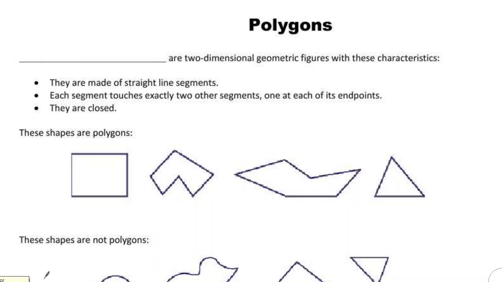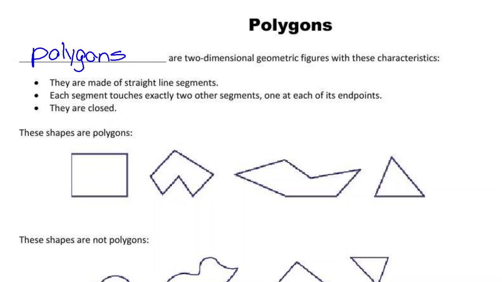Today we're going to be discussing polygons and lines of symmetry. So first thing we need to talk about is a polygon. So a polygon are two-dimensional geometric figures with these characteristics.